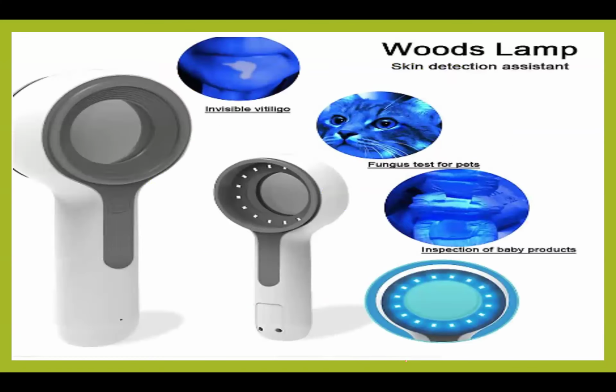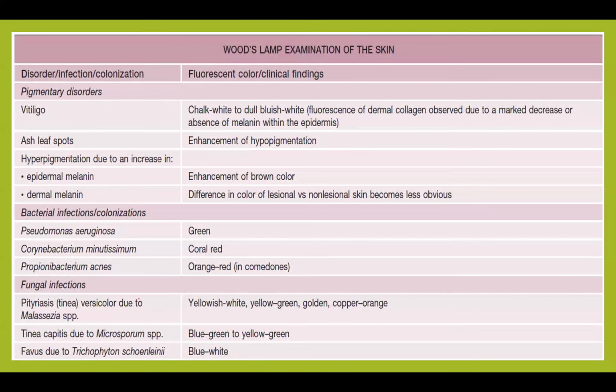So, the Wood's lamp. This lamp looks like this, and it's very good. This one emits blue light, and that blue light, when shown on particular conditions, the color you see can give a diagnosis. I have here a table that tries to show you which color you see in particular conditions. For example, if a patient has vitiligo and you use a Wood's lamp, you get this chalk white to dull bluish white fluorescence which comes off the skin. And this is characteristic in vitiligo.